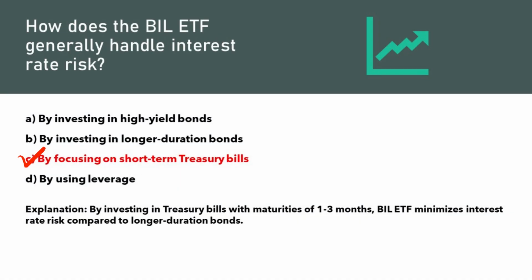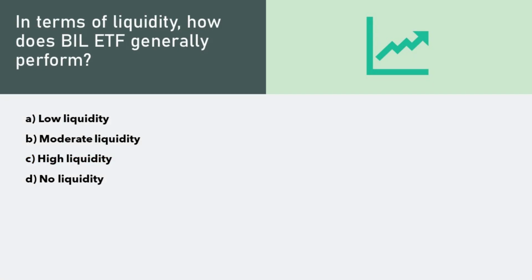Answer: C. By focusing on short-term Treasury bills. Explanation: by investing in Treasury bills with maturities of 1 to 3 months, BIL ETF minimizes interest rate risk compared to longer duration bonds. In terms of liquidity, how does BIL ETF generally perform?